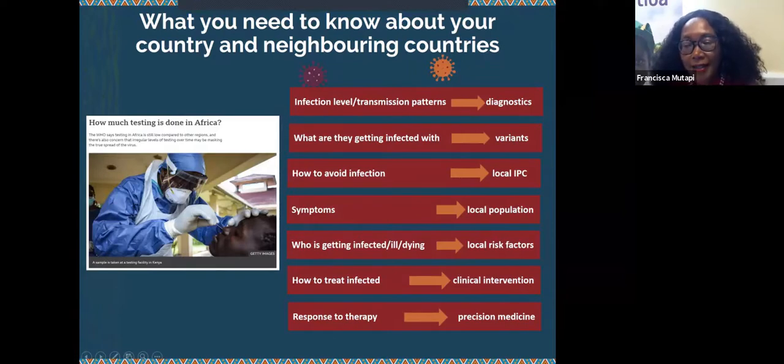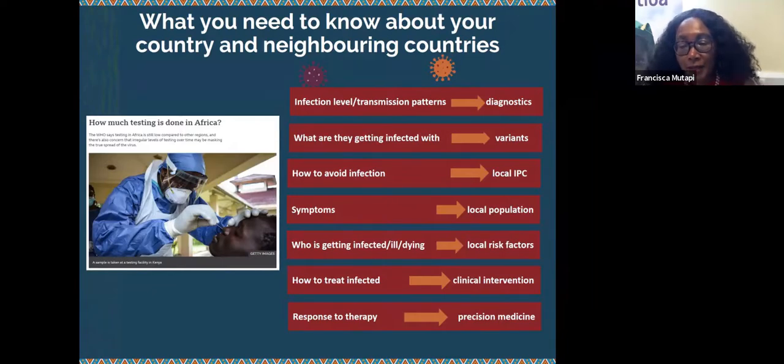This is where we identify local risk factors, and these vary because of the different population structures, population comorbidities, and also co-infections. So we know, for example, HIV is a major player in the etiology and also the outcome of COVID infection. You also need to know how to treat the infected people.